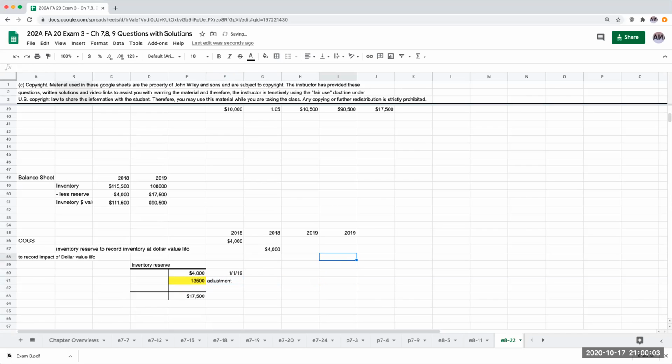So this is one of the trickier parts in terms of doing this type of question. But I assure you, with lots of practice, you'll be getting better and better. The format of the journal entry is always going to be the same. I'm debiting cost of goods sold, and I'm crediting the inventory reserve to record inventory at dollar value LIFO. And this will become my ending balance at December 31st, 2019, which is what's reflected onto my financial statements.